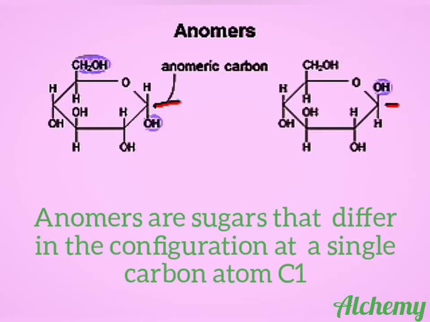Now we will study about anomers. Anomers are sugars that differ in the configuration at a single carbon atom, that is at carbon number 1. In the first structure we can see that the CH2OH and OH are oriented in the opposite direction. Such structures are called alpha structure. Here it is called alpha glucose. Whereas in the next structure, the CH2OH and OH are oriented in the same direction. Such structures are called beta structure. Here it is beta glucose.